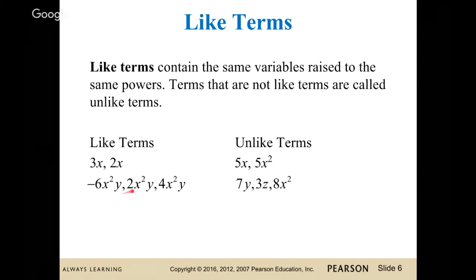-6x squared y, 2x squared y, 4x squared y. Okay, same variables, same powers on all of these. Okay, 5x and 5x squared, same variable, different powers. 7y, 3z, 8x squared, different variables. All right, different variables and different powers with this x squared in here.